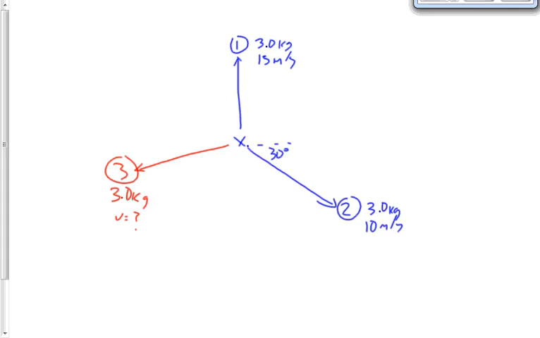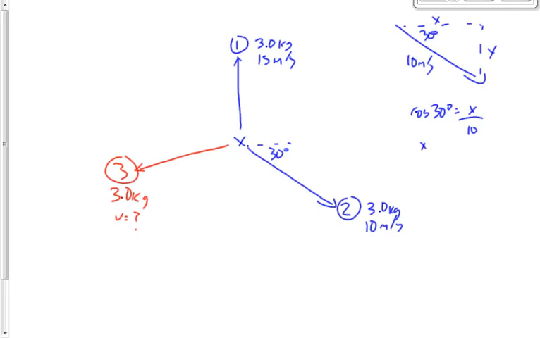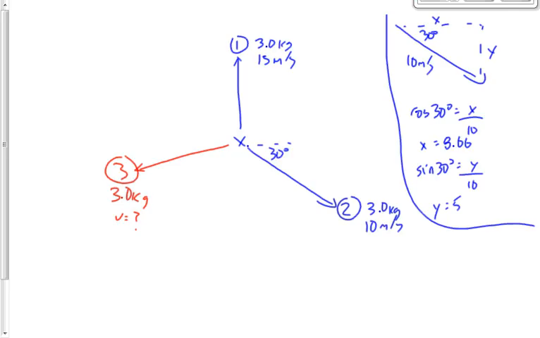So let's do that up here. Let's just redraw it up here. We got 30 degrees right here. We got an X, we got a Y, we got 10 meters per second. Cosine 30 degrees is equal to adjacent over hypotenuse. And sine 30 degrees is equal to opposite over hypotenuse. All right, good. We could redraw that if we wanted to, but we don't have to.